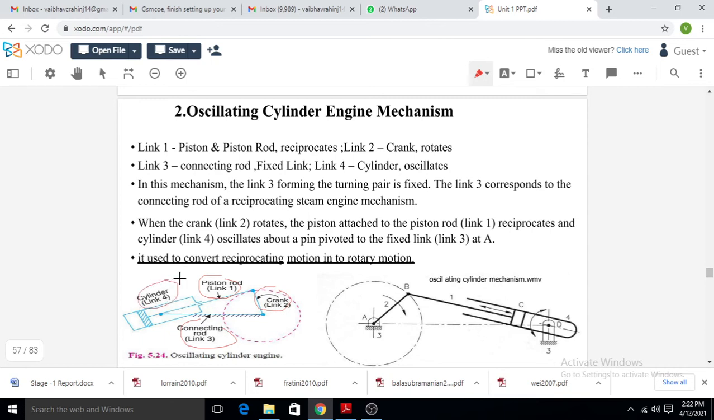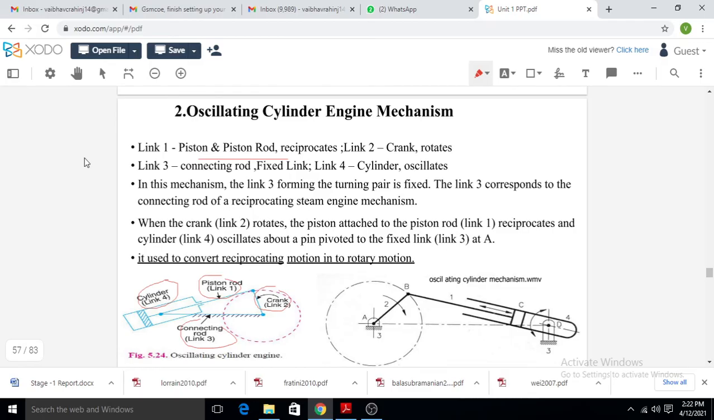In the previous example we made the cylinder the fixed link. Here we make the connecting rod the fixed link. Here link 1 is the piston and piston rod, and it will make the reciprocation, means this slider will reciprocate inside the cylinder.